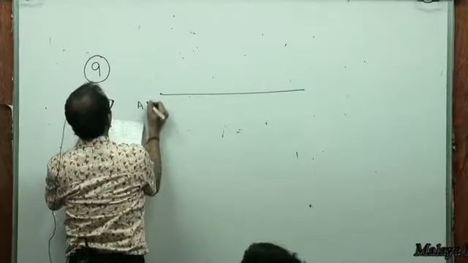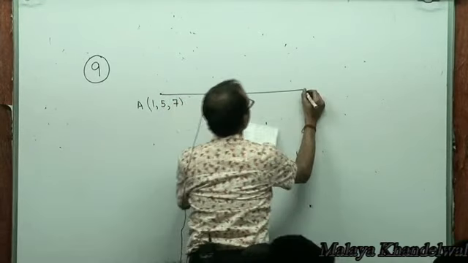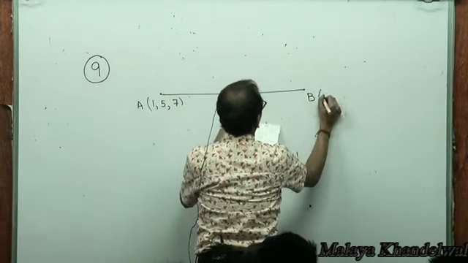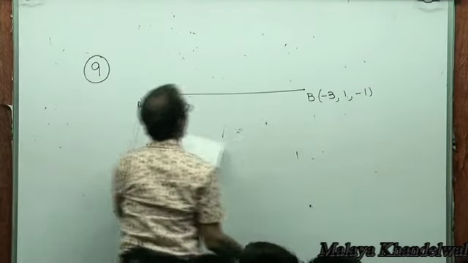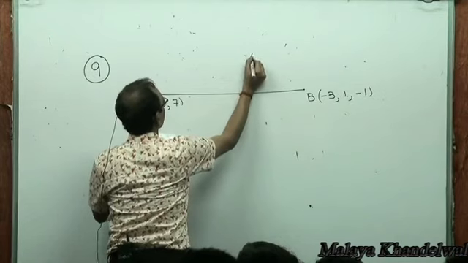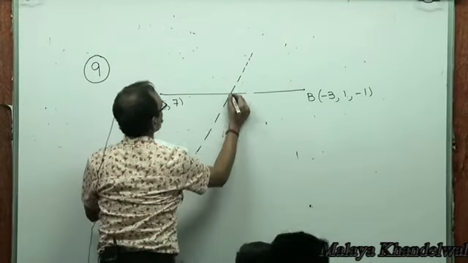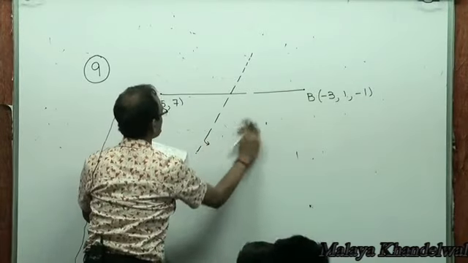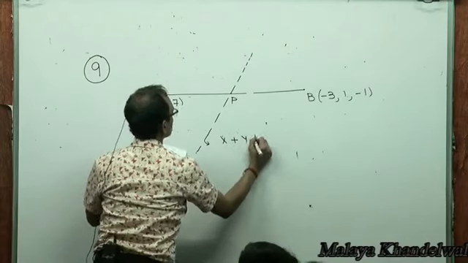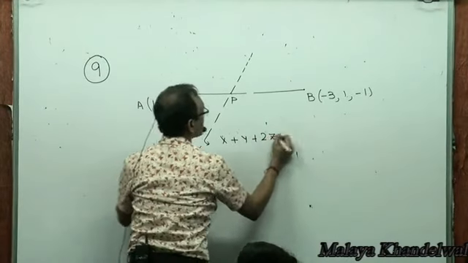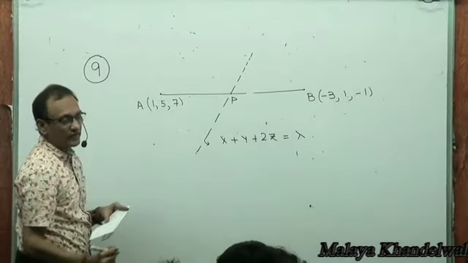There is a point A, 1, 5, 7. There is a point B, minus 3, 1, minus 1. And there is a plane that bisects the line joining these two. That plane has the equation x plus y plus 2z equals lambda. I need to find the value of lambda.